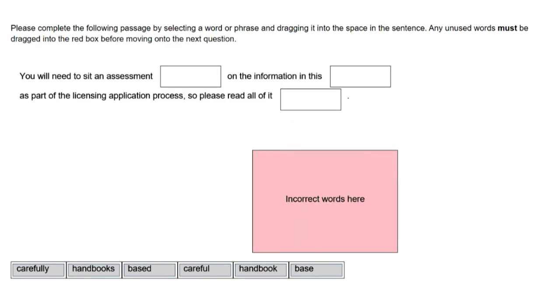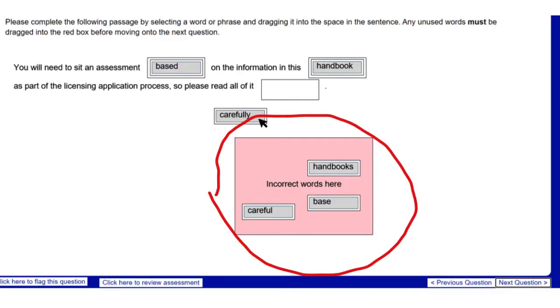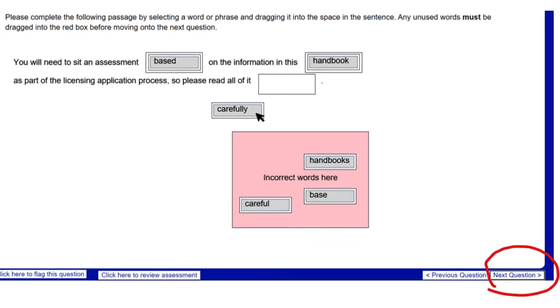These types of questions check your understanding of the topic, your spellings, and your grammar knowledge before you move to the next question. It is important that after placing the correct words at the right places, you must place the incorrect words into the pink box on the screen. Once you complete the task and answer the question, press the next question button to move on.